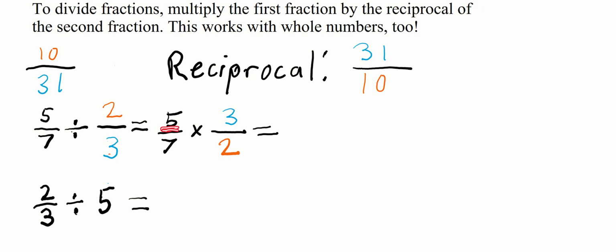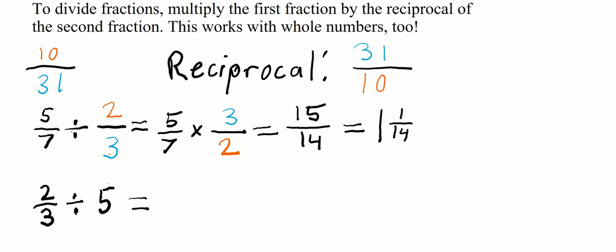We multiply 5 times 3 to get 15, and then 7 times 2 equals 14. This means that 5/7 divided by 2/3 equals 15/14. This can also be written as the mixed number 1 and 1/14 as well.